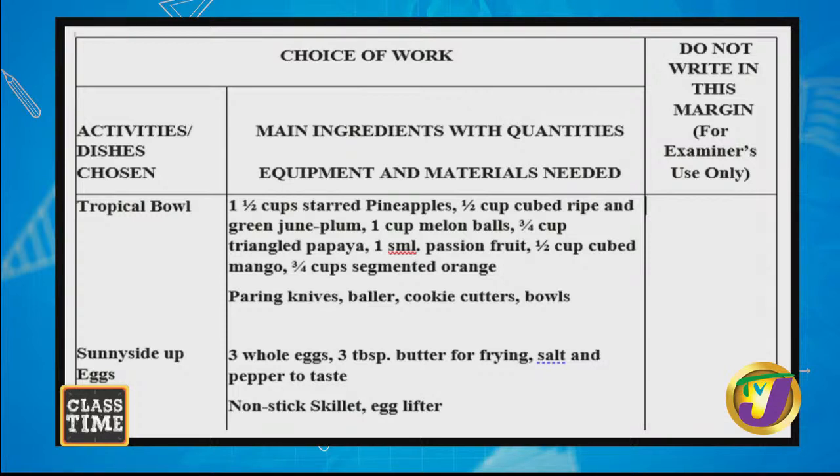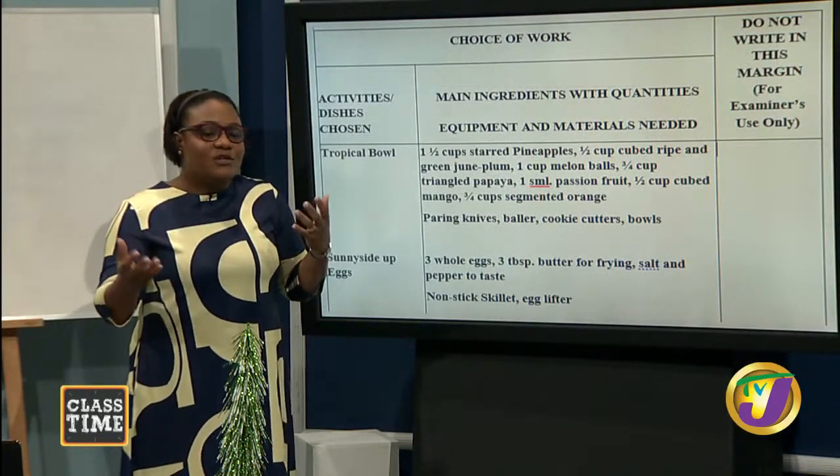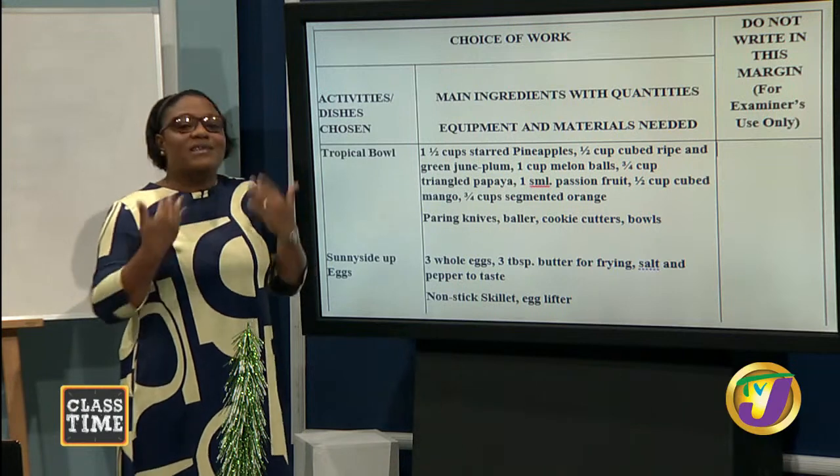All right? So a tropical bowl, and we are a tropical island, so fruits is just like a whole heap to us. So we have pineapples, we have June plum, melon, papaya, passion fruit, mango, and oranges. Now, you'd realize that there are measurements before them, and not only measurements, there are descriptions before them, adjectives, some verbs. Some would say cubed, segmented. My students wanted triangled papaya. They said that they will cut it in there. They wanted different shapes to create a variety, just to make it pleasing to the eye, because you eat with your eyes before your mouth. It has to be pleasing to you.